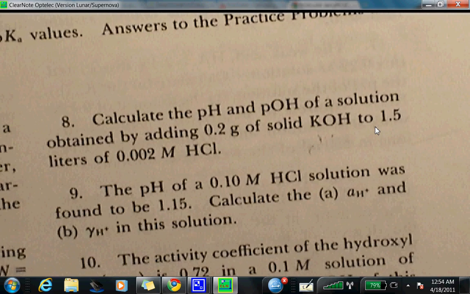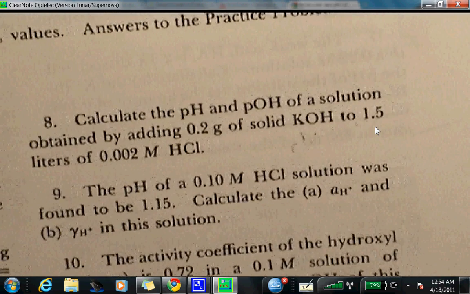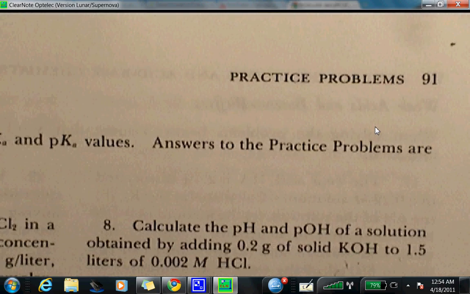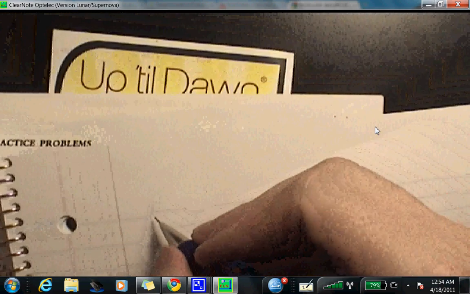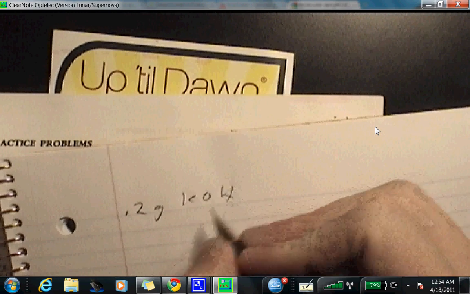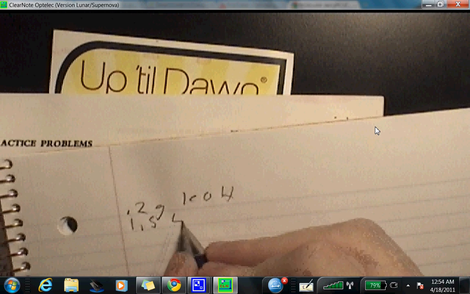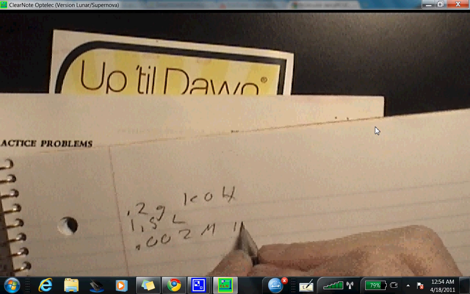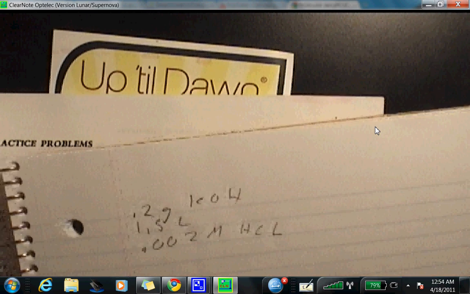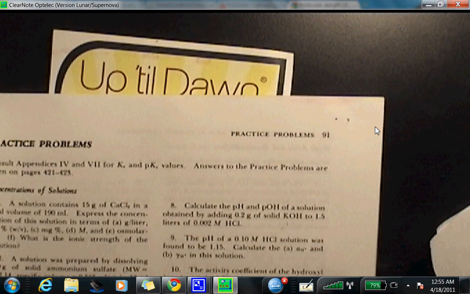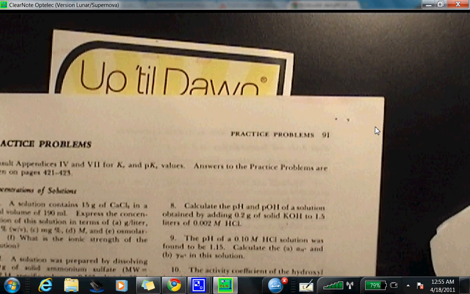So, what I did first is I wrote down all my numbers. Let's copy that down right now real quick. It's going to be 0.2 grams KOH, 1.5 liters, 0.002 molar HCl. And we're calculating the pH and the pOH.